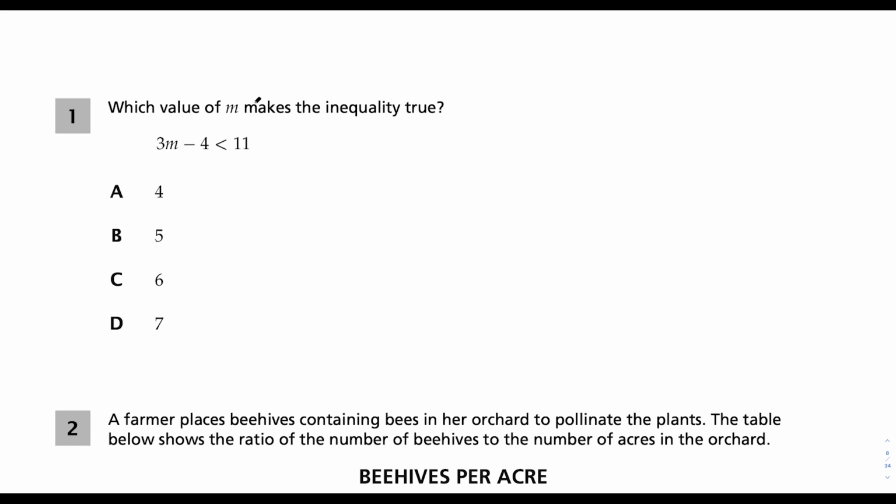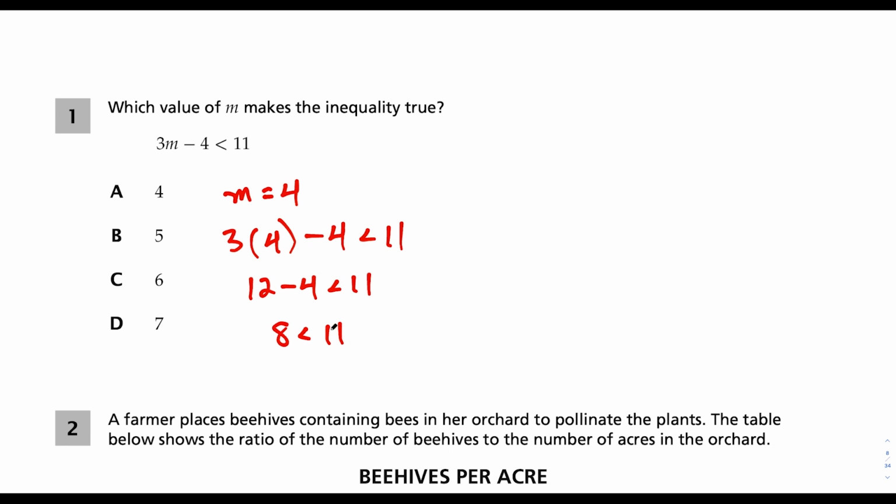So first up here, we want to know which value of m makes this inequality true, and we have 3m minus 4 is less than 11. So we could solve this by just plugging in values. Like let's say we let m equal 4, choice A, and we do 3 times 4 minus 4 is less than 11. And if we work this out, this would give us 12 minus 4 is less than 11, and 12 minus 4 is 8. So we'd have 8 is less than 11, which is a true statement. So right away I can see that choice A is correct.